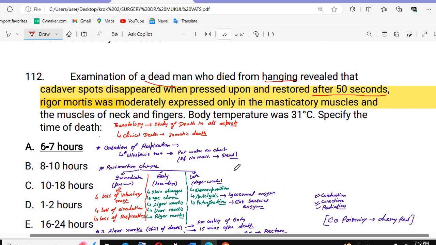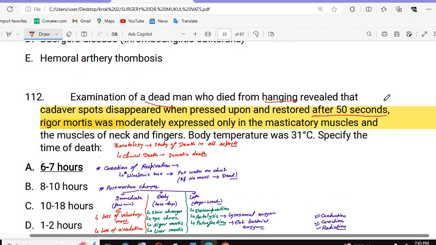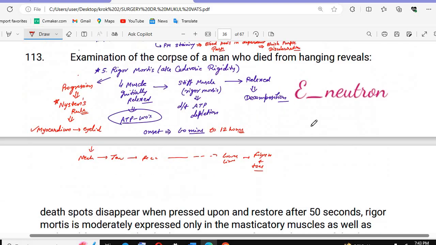We need to remember the sequence, though it is long. What you need to remember is that the cadaveric spot disappears when pressed upon and is restored after 50 seconds. Now we have seen that rigor mortis is moderate. Within the 0 to 12 hours, moderate will be around 6 to 7 hours. That you need to calculate. And the sequence I already told you: myocardium, eyelid, neck, jaw, face, thorax, upper limb, abdomen, lower limbs, fingers, toes.